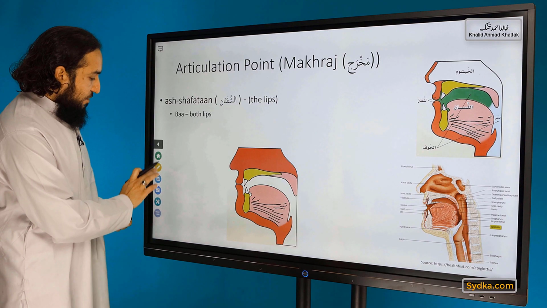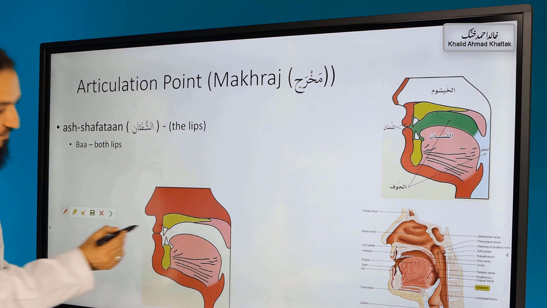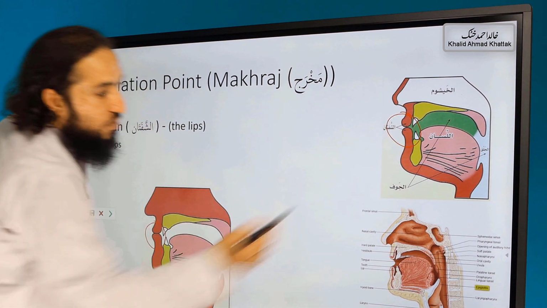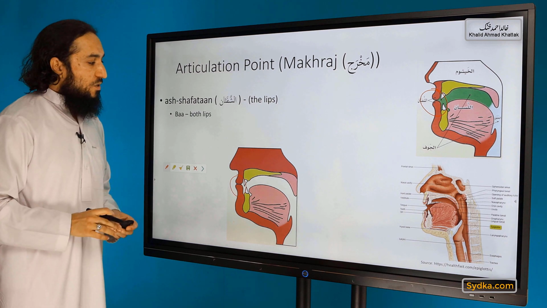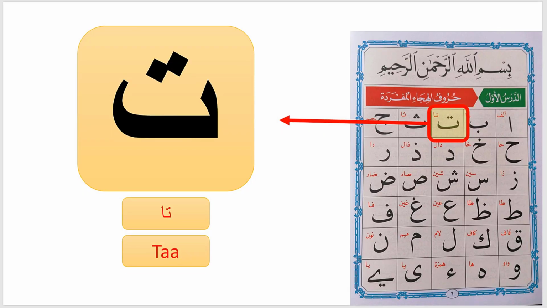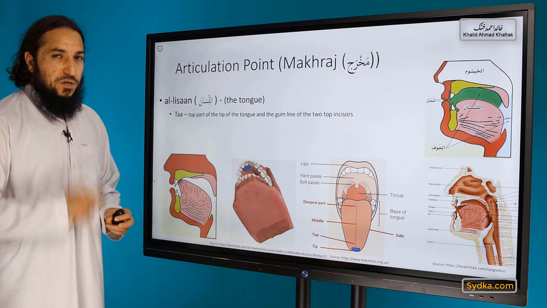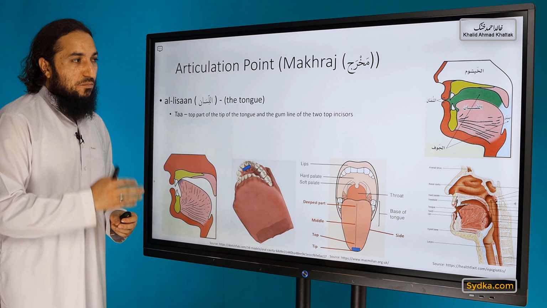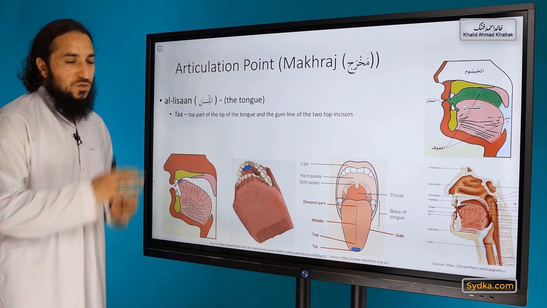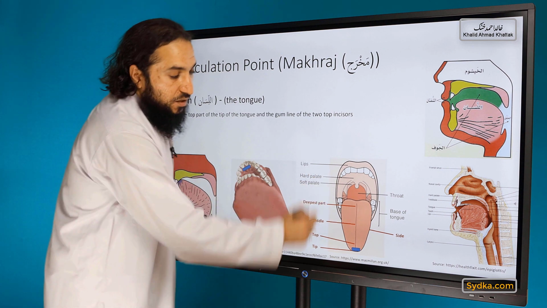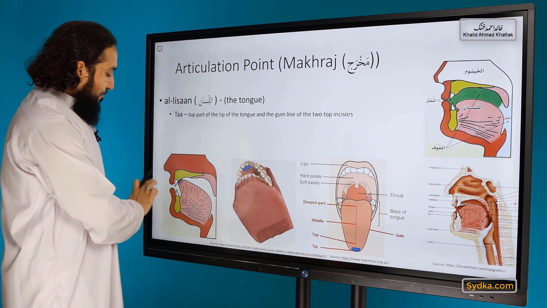Its articulation point is the lips. Shafatan, 2 lips, that's its articulation point. And what is its Makharij, its articulation point? It is the top part of the tip of the tongue and the gum line of the 2 top incisors. We need to explain that first. Before going to that, we have to explain the tongue itself.